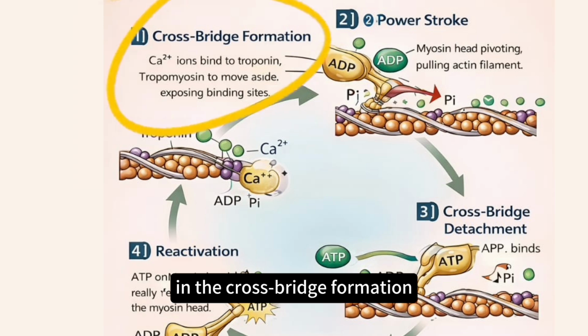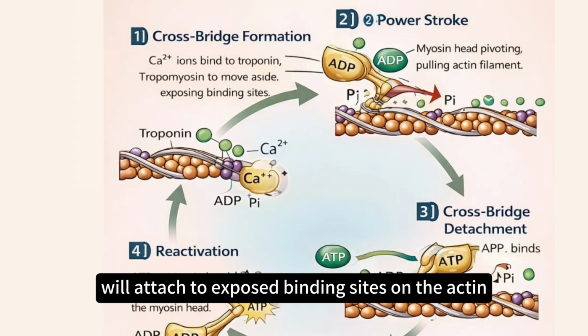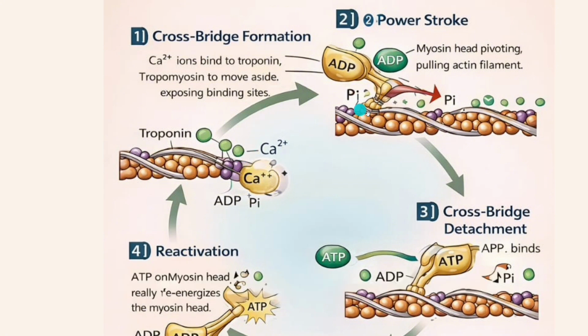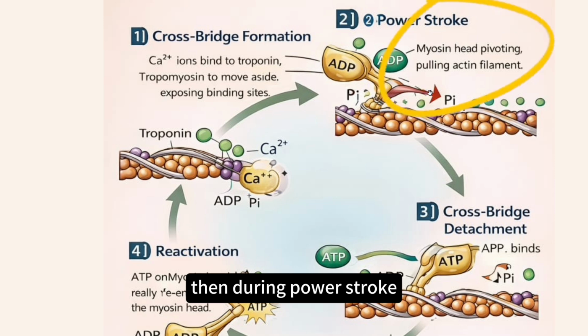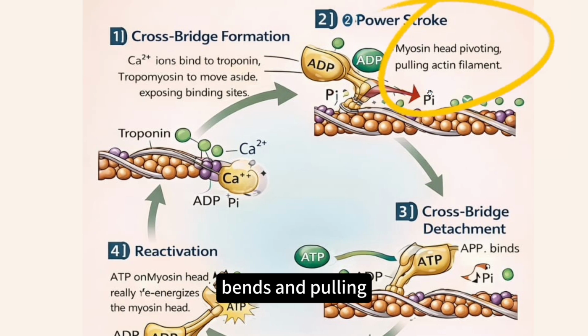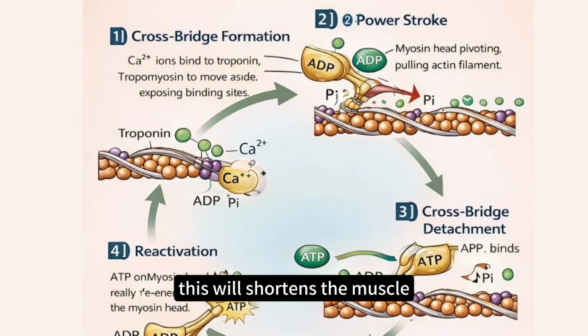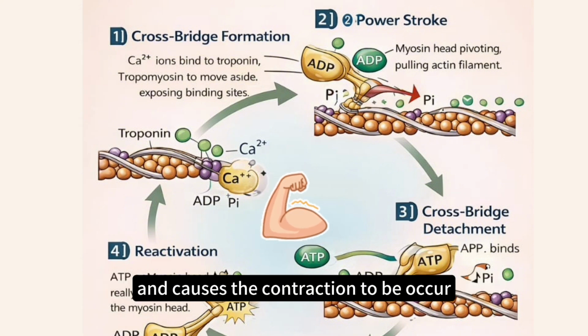So next, the cross-bridge formation and contraction. In the cross-bridge formation, the myosin head will attach to exposed binding sites on the actin, and this will form a cross-bridge. Then, during the power stroke, the myosin head bends, pulling the actin filament toward the center of the sarcomere. This will shorten the muscle and cause the contraction to occur.